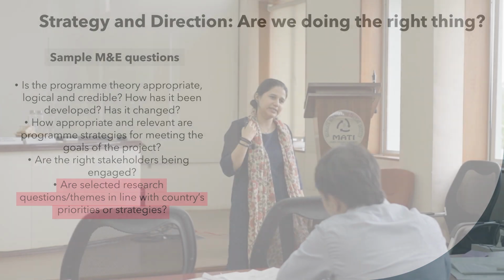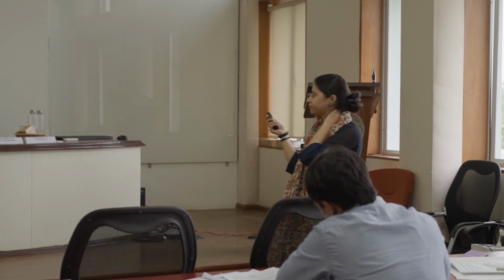So if my policy is prioritized towards something else and my program is working on something else, my research questions need to figure out where I am. If I'm doing an evaluation for a program, I need to be aligned to what my program strategies are. And if I'm doing an evaluation of a policy, I need to be aligned to what my policy strategies are. How can I do it?